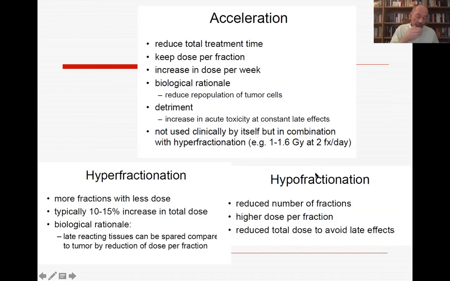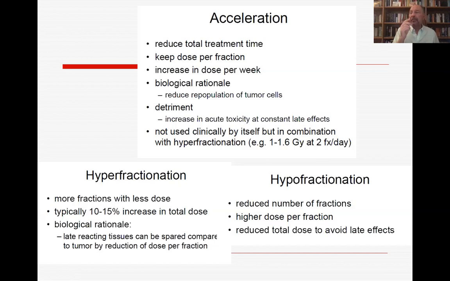So the approach in changing the fractionation scheme can be divided in acceleration, hyperfractionation, and hypofractionation. Acceleration, generally speaking, only means reduce total treatment time. This can be done, you see, by an increase in dose per week, but can also be done by hypofractionation if you want, or if you do hyperfractionation, then you have to irradiate in the morning and in the afternoon.